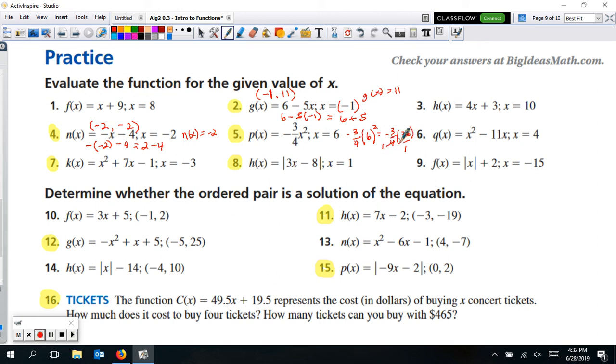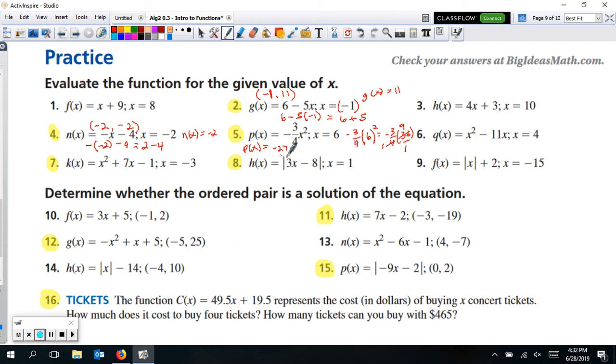So now, what's p of x actually going to equal here? Well, it's just -3 times 9 because we have 1s on the bottom. So -3 times 9 is -27. And it would be 6 comma -27 for our ordered pair.